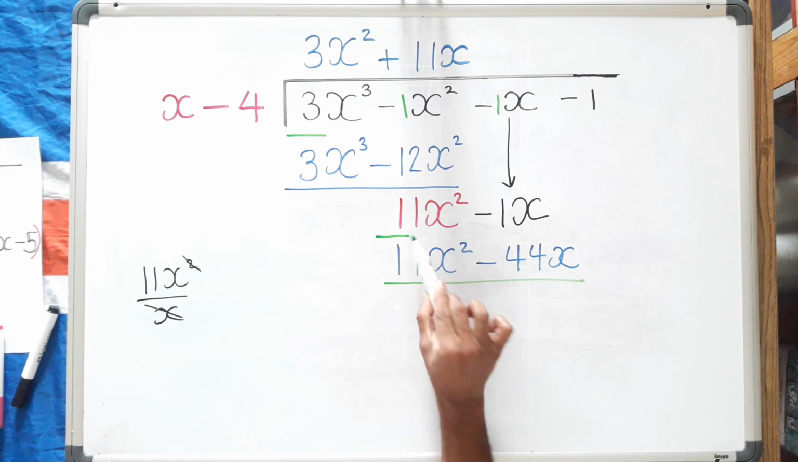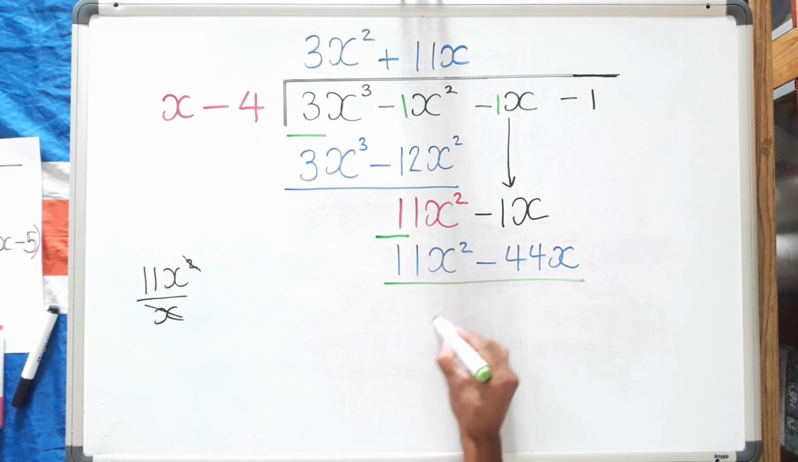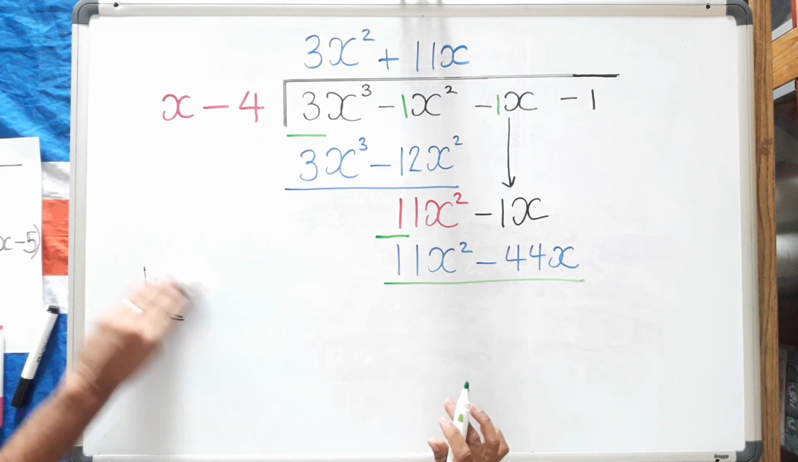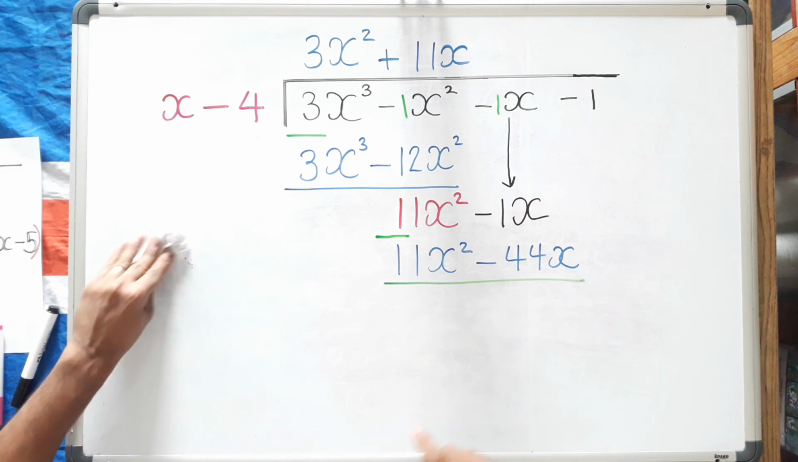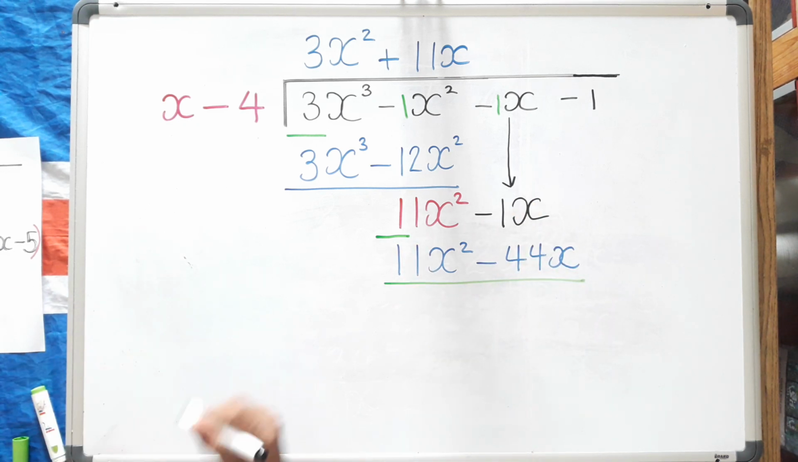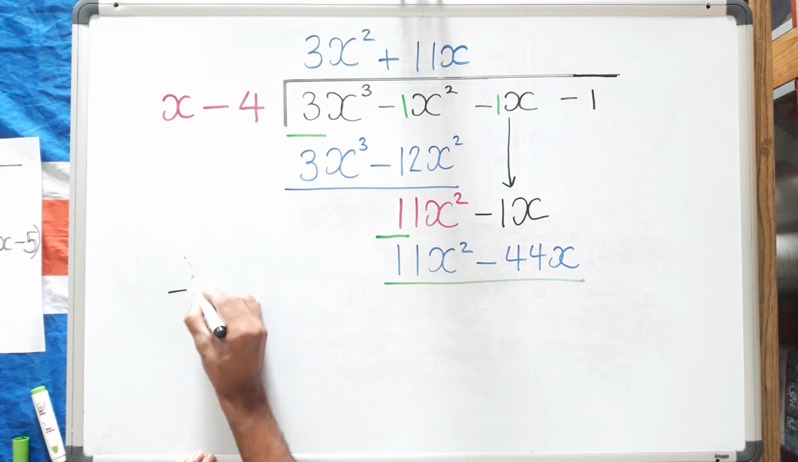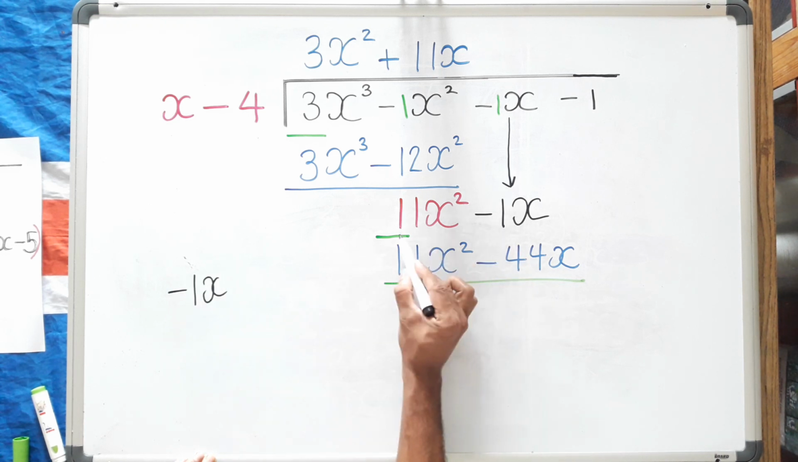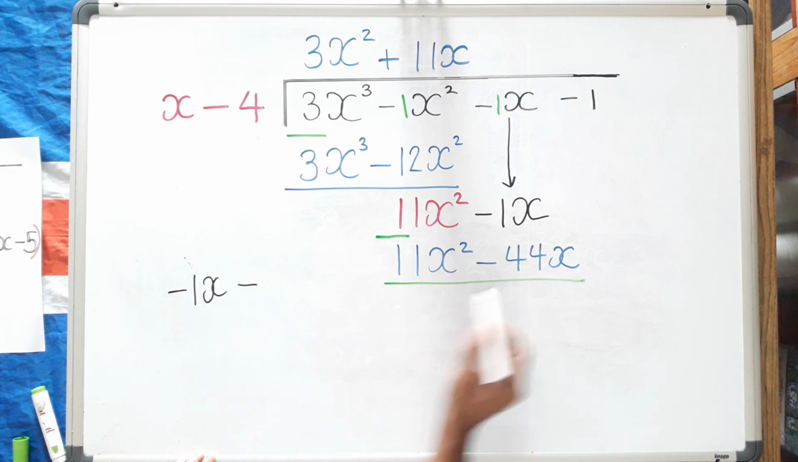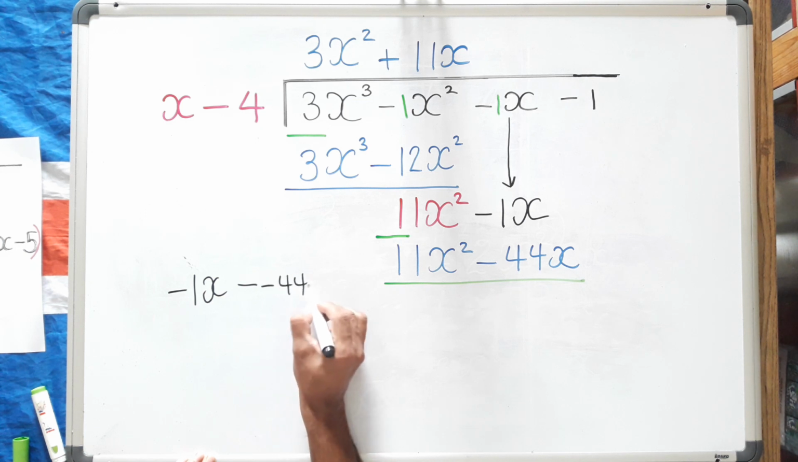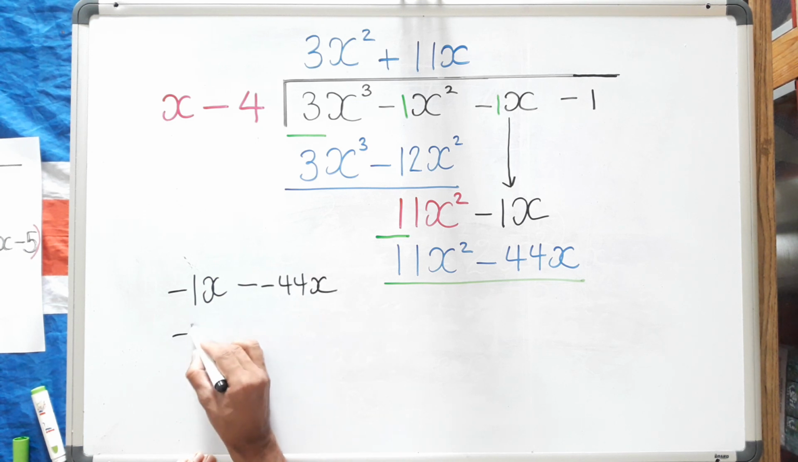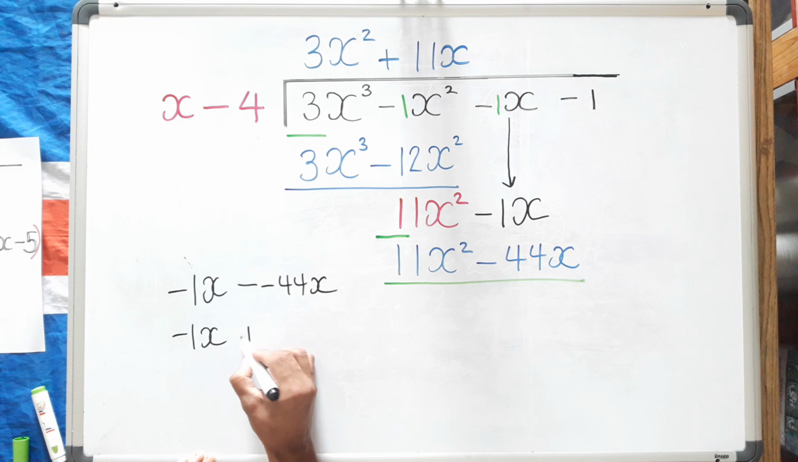11x squared minus 11x squared is 0. I'm on the right track. I'm not going to write the 0. Let's do this one now. And I'm not going to forget the minus sign applies to both of them. So minus 1x minus minus 44x. Notice again, two negatives come together to give you a positive.